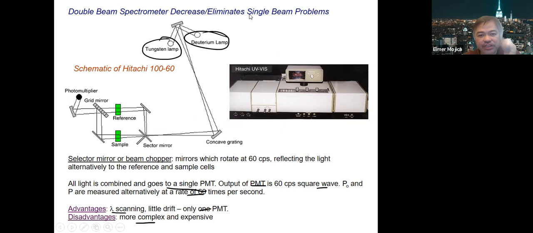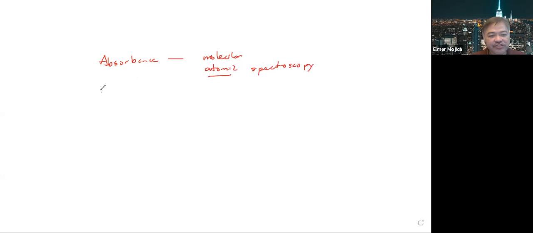But I want you to make sure, so if we're going to look at the part that we need to discuss. So at least, we're done with absorbance, right? Okay. Now, the next one that you have, so we have molecular, we also have atomic spectroscopy. Then, in addition to that, we have what we call emission.